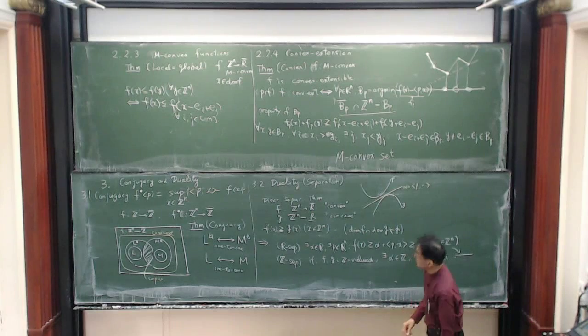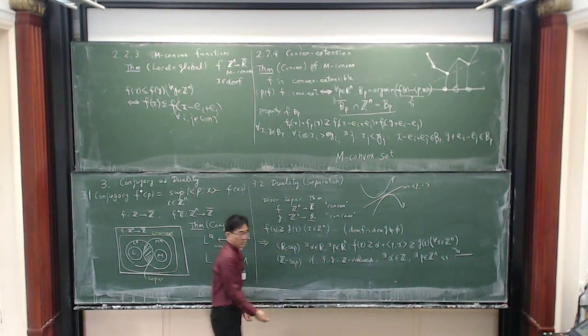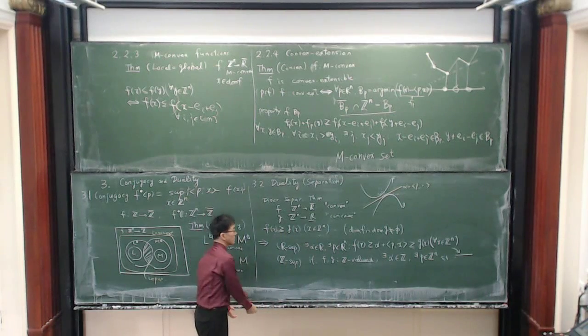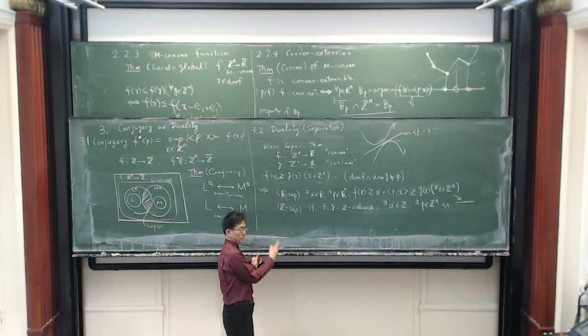Okay, this is the generic statement of discrete separation. And in the next two examples, I will show that this is not easy to get. I will show a very simple example for which this fails.